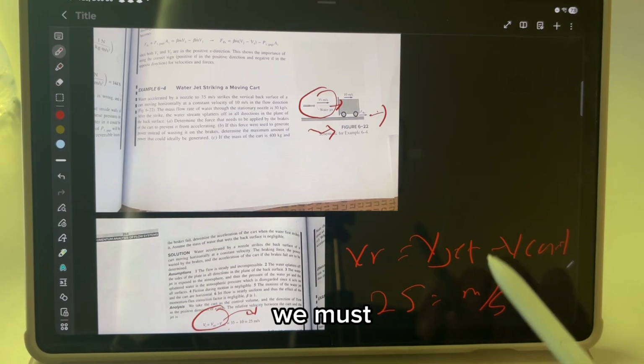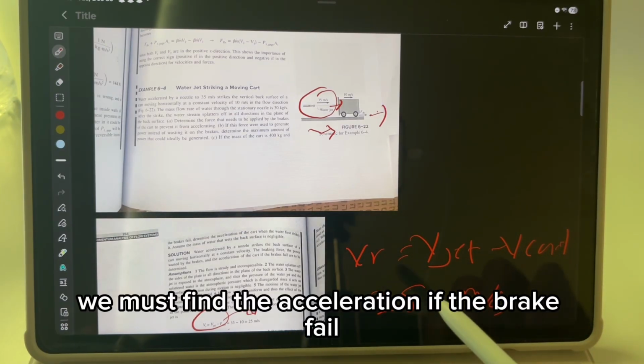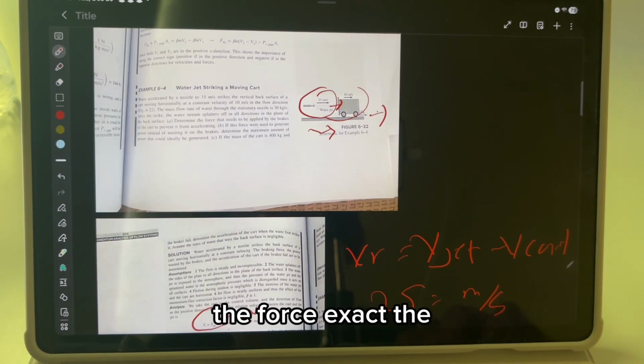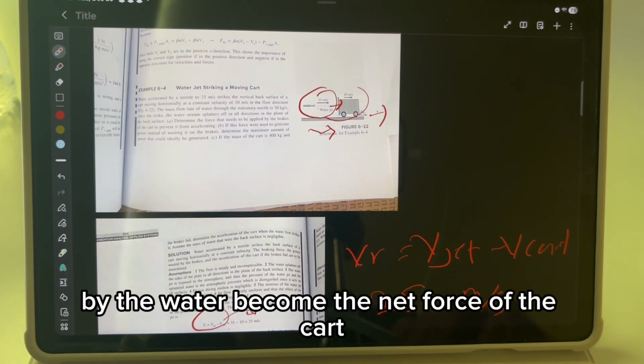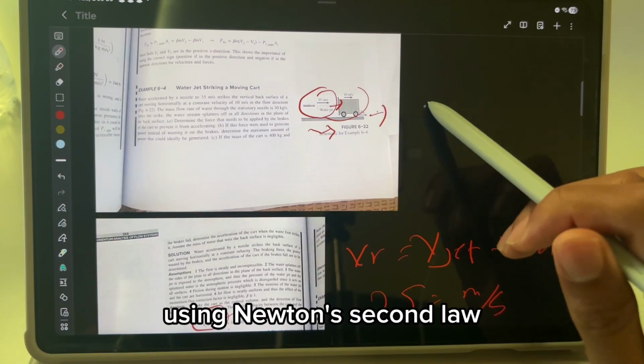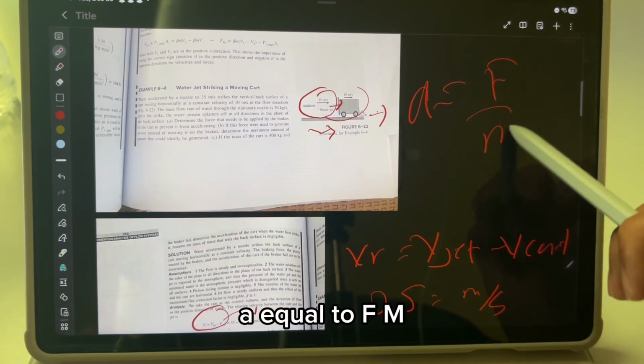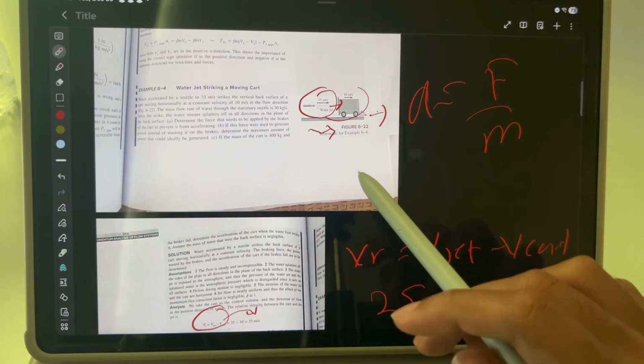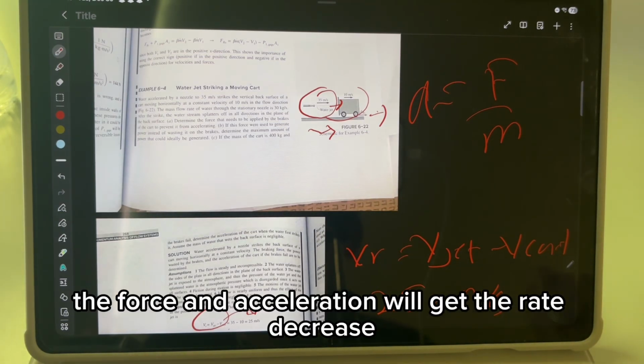Lastly, we must find the acceleration if the brake fails. If the braking force is removed, the force exerted by the water becomes the net force on the kite. Using Newton's second law, a equals F over m. As the kite accelerates, the relative velocity decreases, so the force and acceleration will gradually decrease.